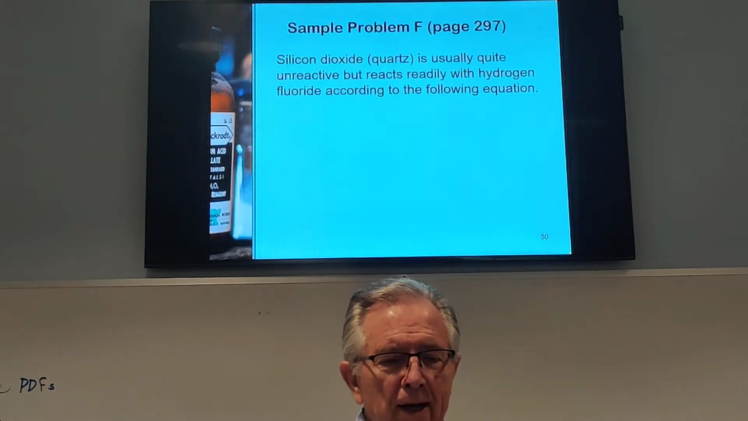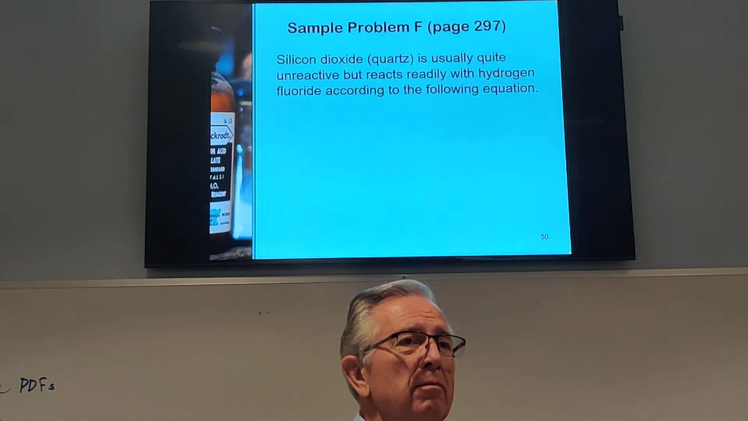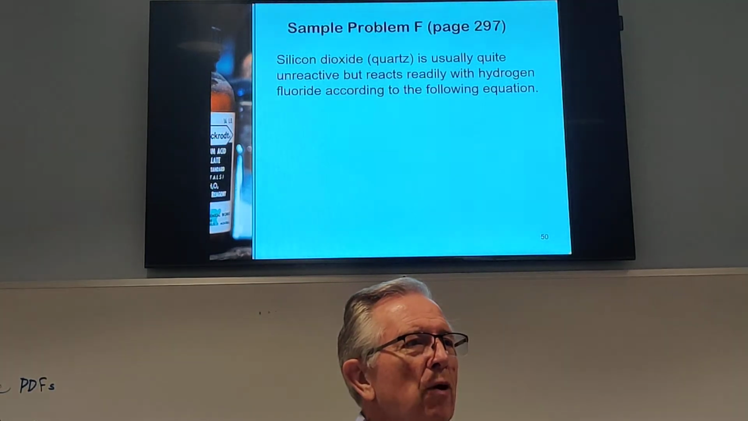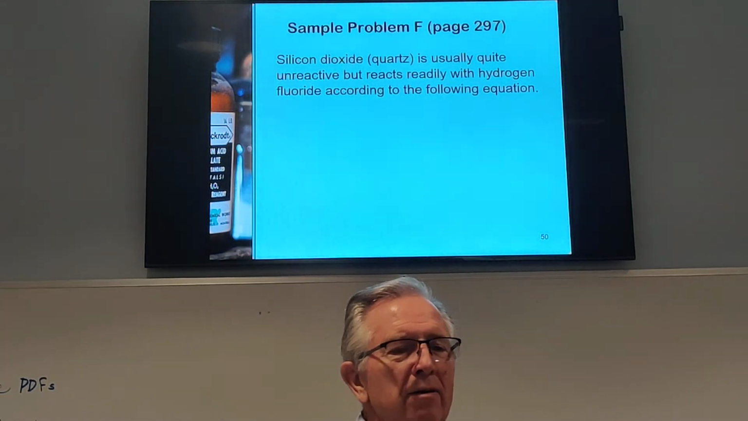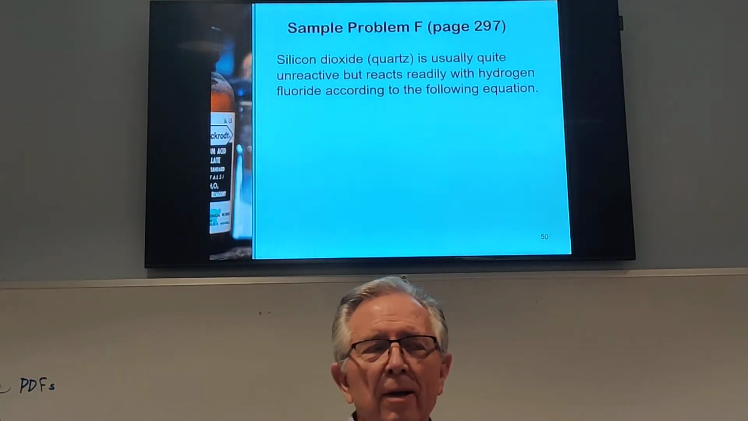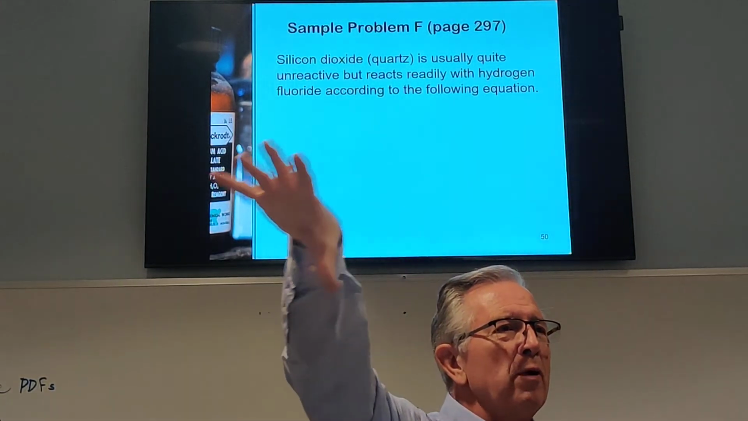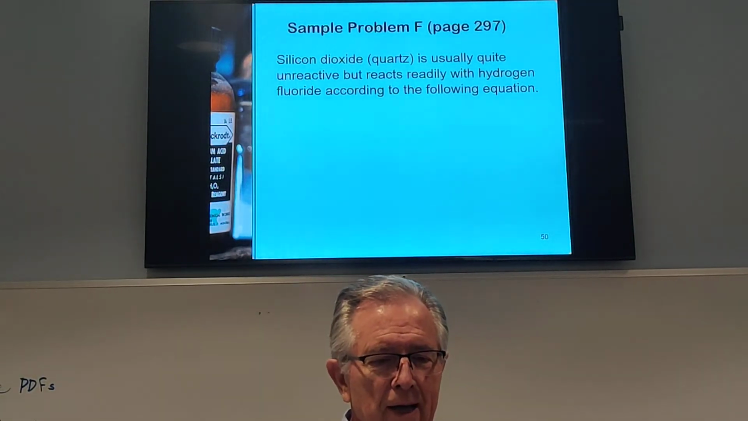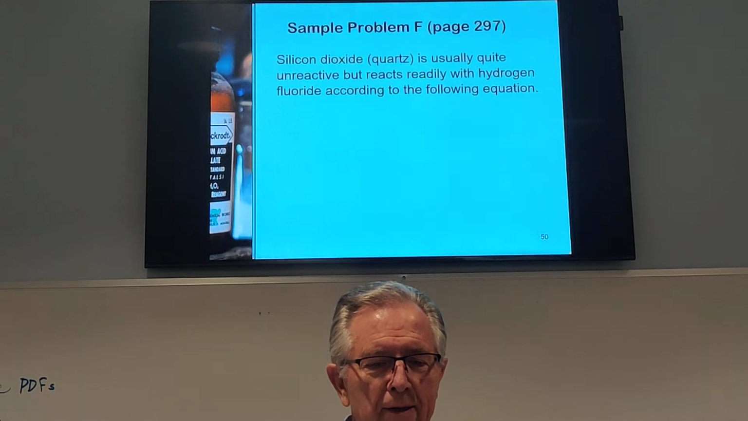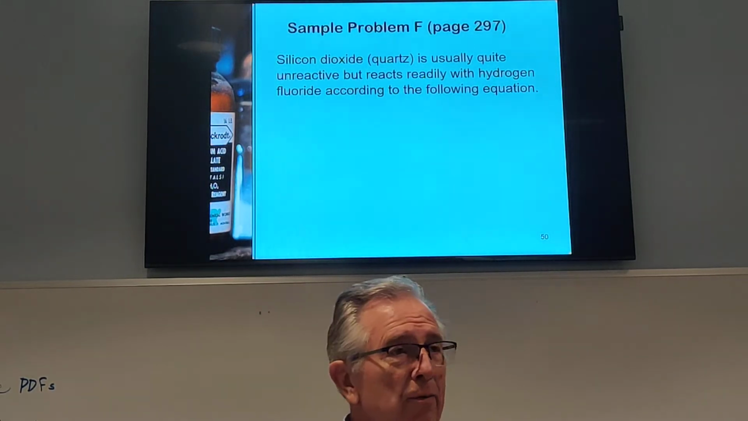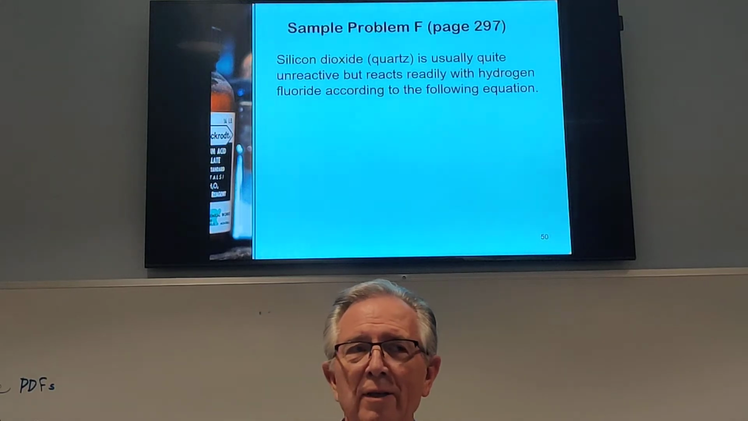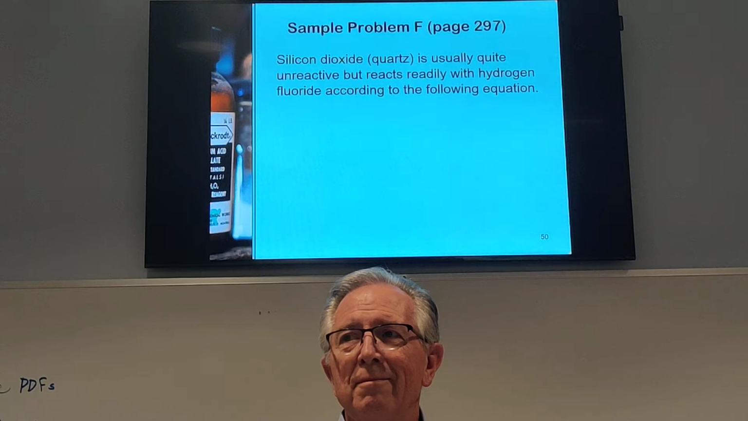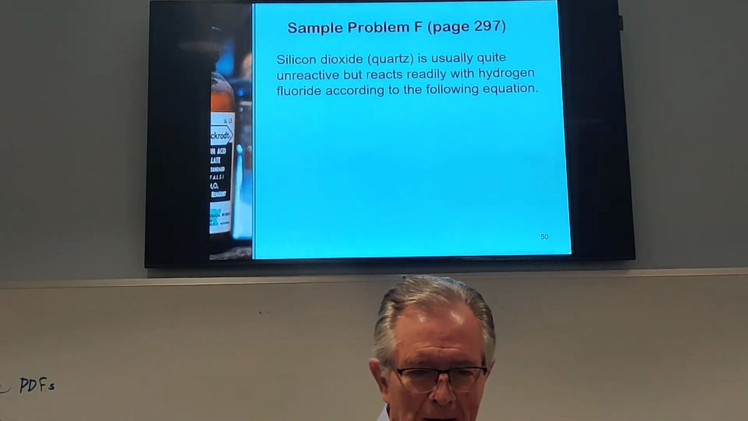Okay, so let's do a problem. We have silicon dioxide, which is quartz. Like if you had a quartz crystal, that would be it. Or if you had quartz sand, that's a pretty common sand that I think you find along all our beaches, along our rivers that we have around here. If you find sand, it's probably this kind. It's usually quite unreactive, but it does readily react with hydrogen fluoride. Remember, that was the one that we said we could etch glass with? Well, what's glass made out of? Sand, right?